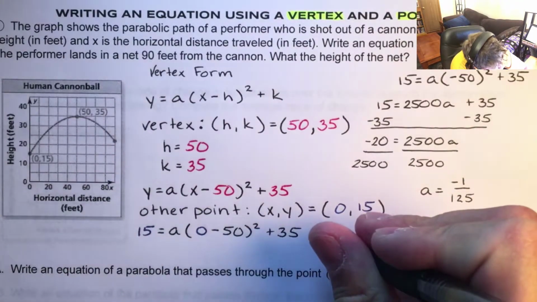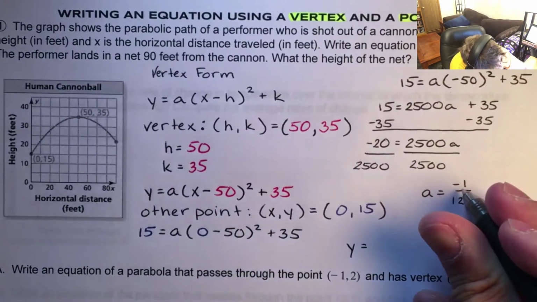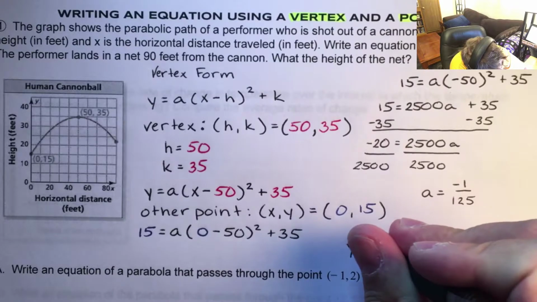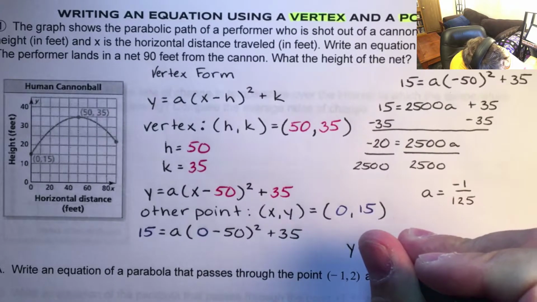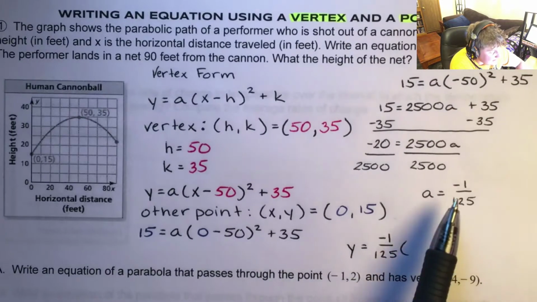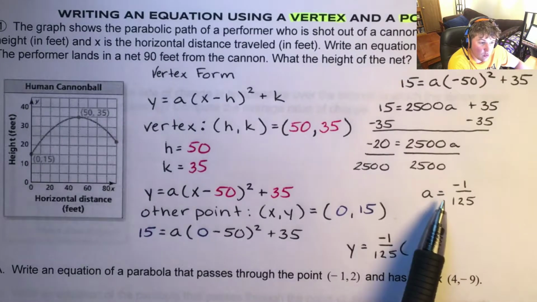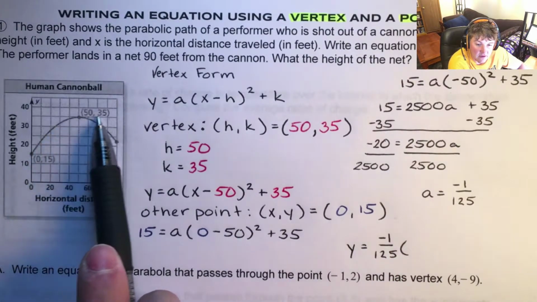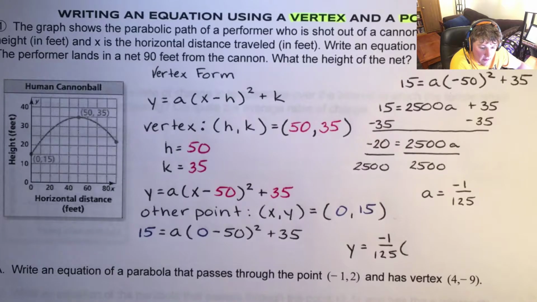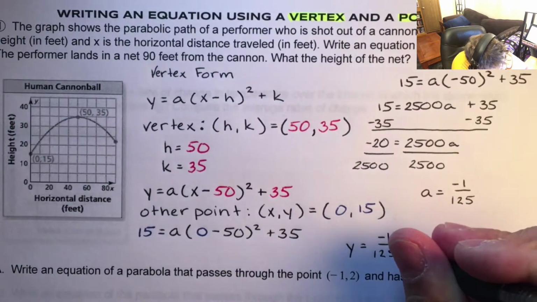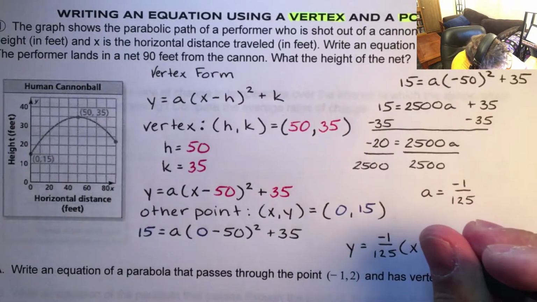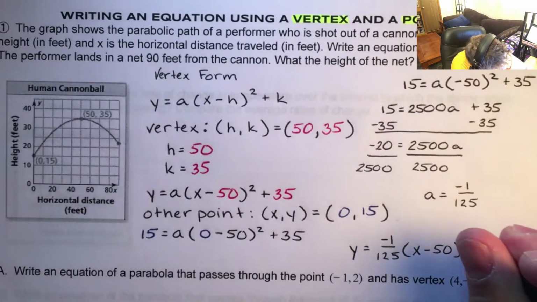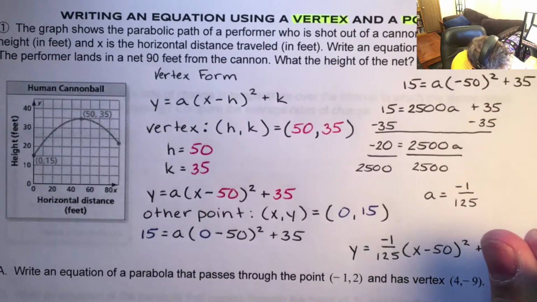So what is my final equation that represents the flight of this human cannonball? It is y is equal to a, which is negative 1 over 125, which, again, is a good sign because this was negative. We knew it was going to be negative right off the get-go because it opens down, times the quantity of x minus 50 squared plus 35.